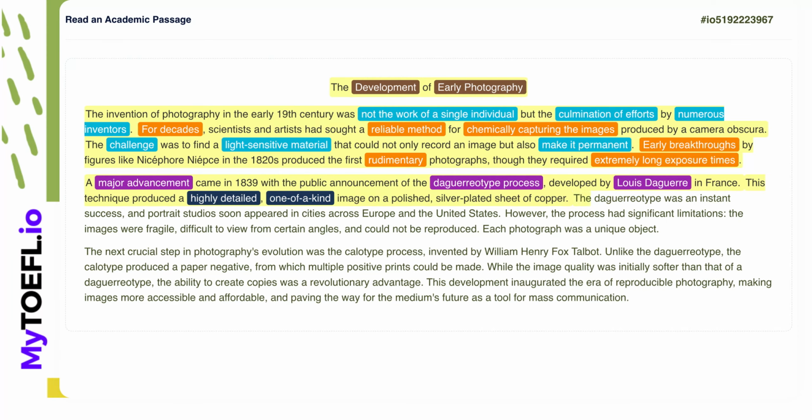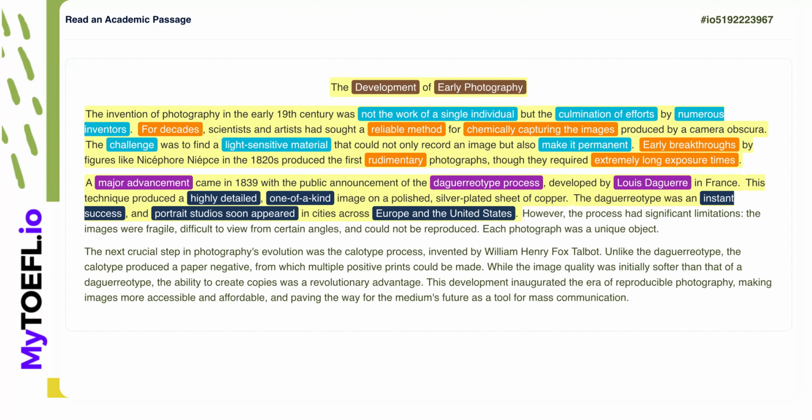The daguerreotype was an instant success, and portrait studios soon appeared in cities across Europe and the United States. This tells us about the impact of the invention. It was an instant success, which means it became popular very quickly. The result? Portrait studios soon appeared, showing that it had a commercial application. Notice it was popular in Europe and the United States, not just one place.